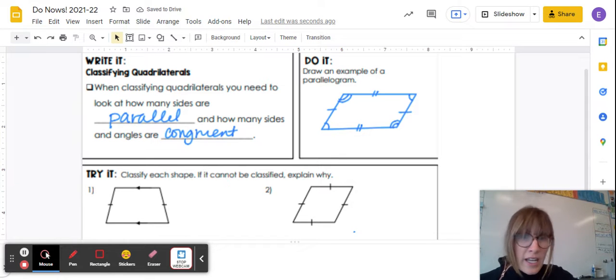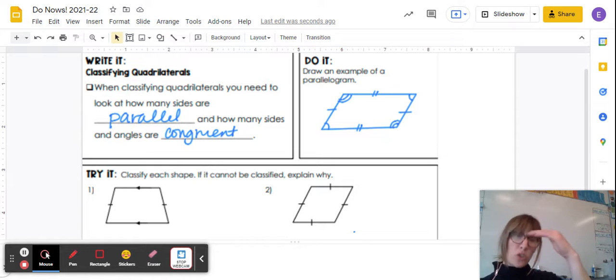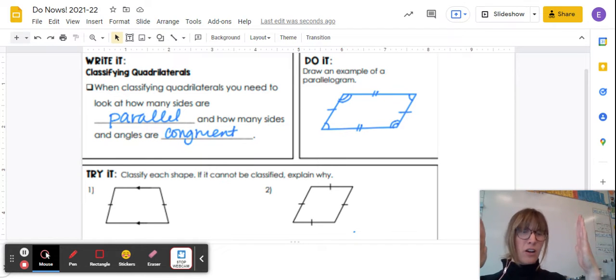It might look different. You're going to want to make sure that in your parallelogram, you have two sets of parallel sides. The opposite sides are the same, are congruent, right? And the opposite angles are also congruent. So this parallelogram, in my mind, looks like a rectangle after a windstorm, right?